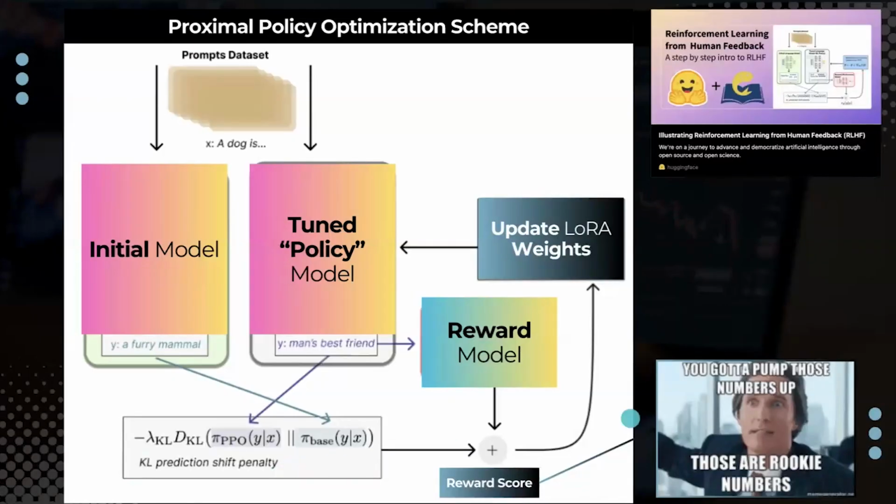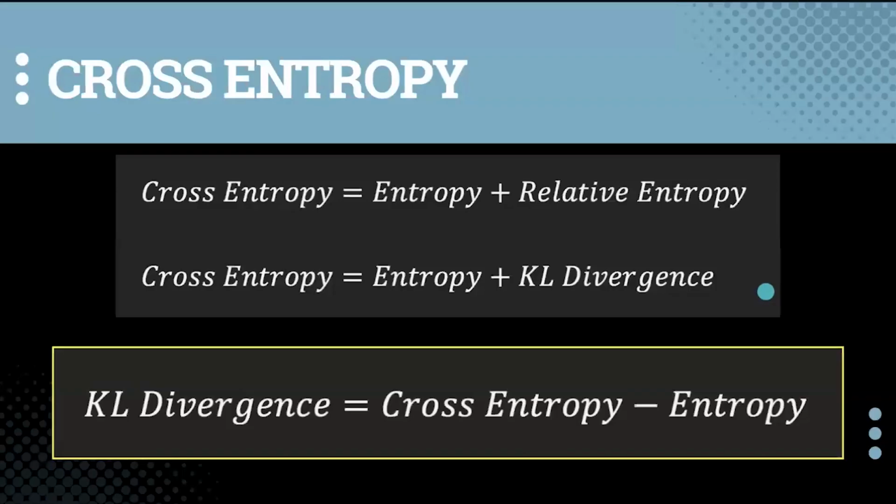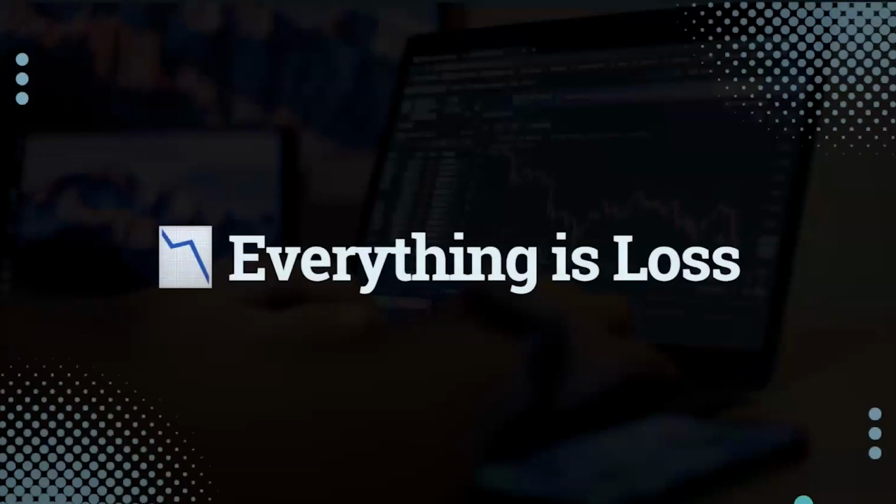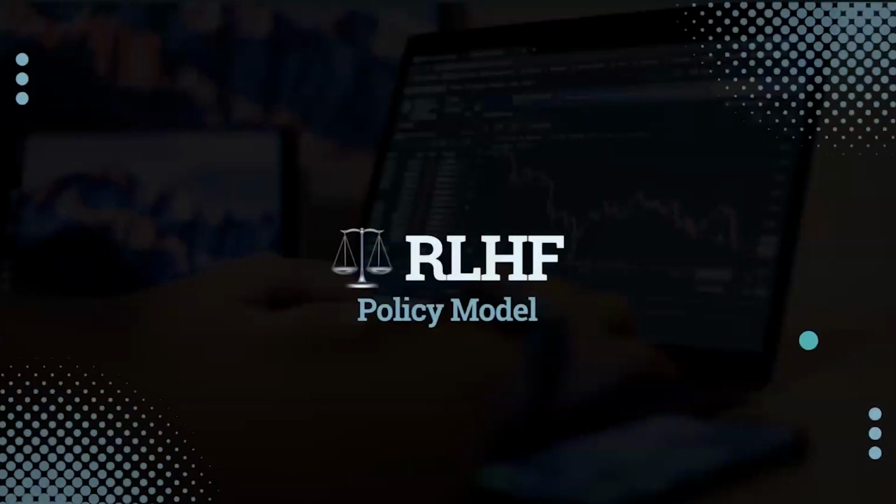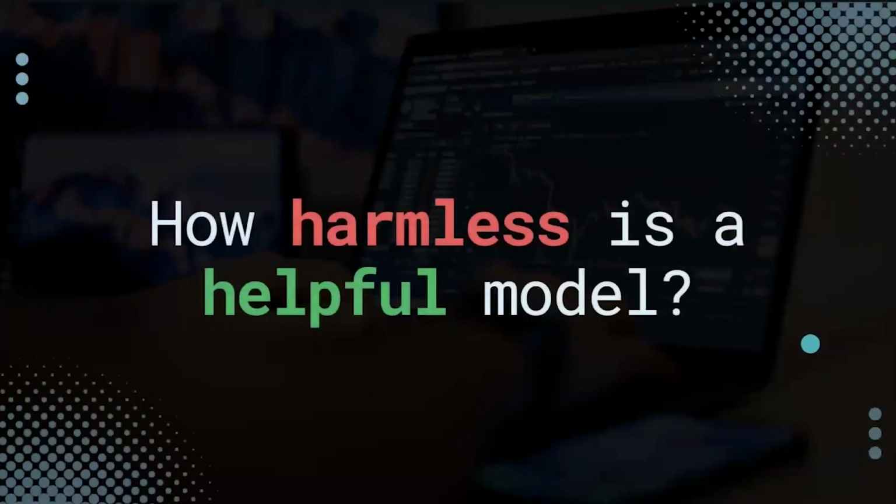What's that? Remember, this is one way that we can talk about relative entropy. Because, of course, everything in the end is loss. So let's start with the policy model today. The question we need to ask, because this isn't 2020 and 2022, is that we don't need to train an instruction-tuned model. We simply need to ask the question, how harmless is an off-the-shelf helpful model already?